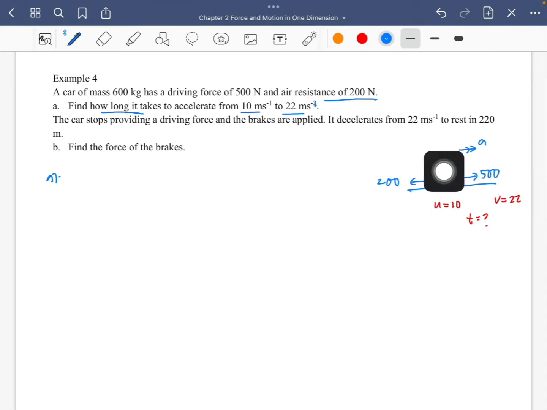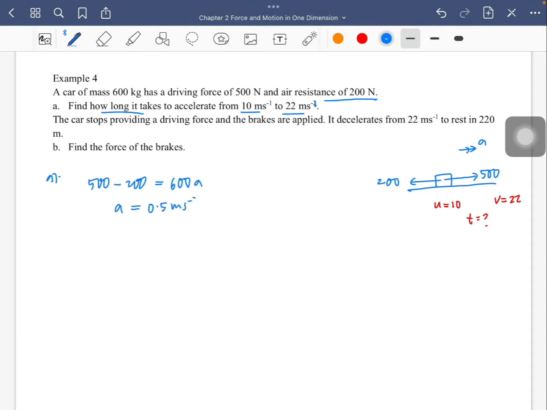So here look at what forces are involved in the system. The driving force is 500, and then we have resistance of 200. From there we can find the sum of force, and then equate it with the mass multiplied by acceleration. So how do we write it? Basically we have 500 positive force minus 200, and that is equal to the mass of 600 multiplied by acceleration. Right, so we can get the acceleration over here, which is equal to 0.5 meter per second square.